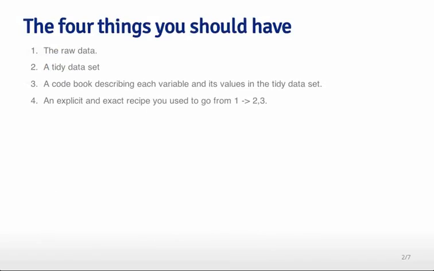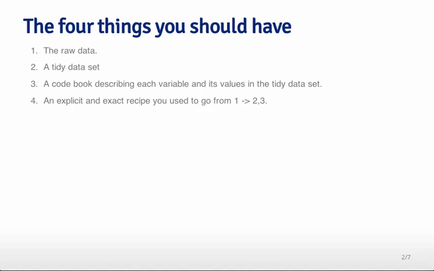So the four things that you should have when you've finished going from a raw data set to a tidy data set are the following. So you should have the raw data, obviously. That's the files that you're actually extracting information from. You should have a tidy data set, and we're going to be talking about that in a minute. And then you should have a code book describing each variable and its values in the tidy data set. This code book is often called the metadata, so it's the data that surrounds the data, so to speak, and explains what the data is trying to say.